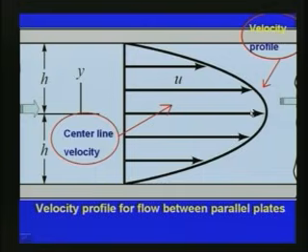So starting with 0 on both sides, and then it will be maximum at the center. So if you plot the velocity, we can see that it will be parabolic in nature, 0 on both sides of the parallel plates, and then maximum at the center.